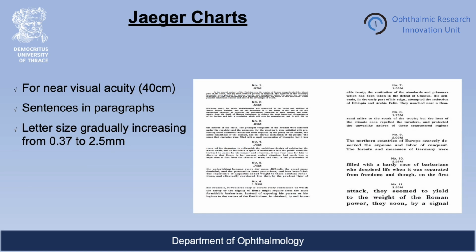The Jaeger chart test is used for the near visual acuity measurement. It is comprised of sentences in distinctive paragraphs, whose letter size is gradually increasing from 0.37 to 2.5 millimeters. The chart is to be held at a fixed near distance, usually at 40 centimeters from the eye.